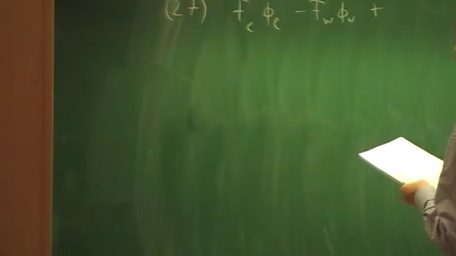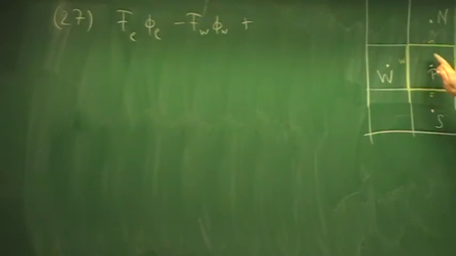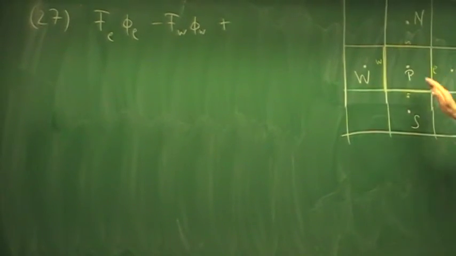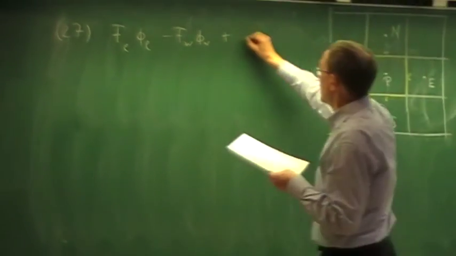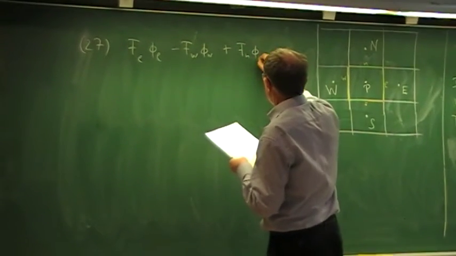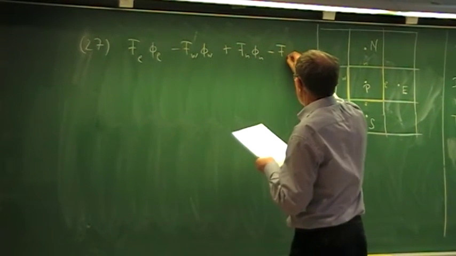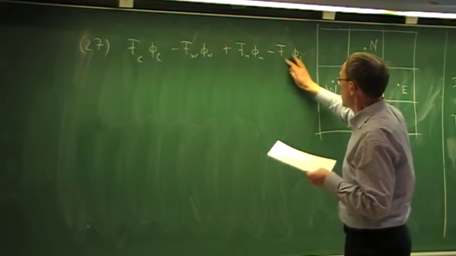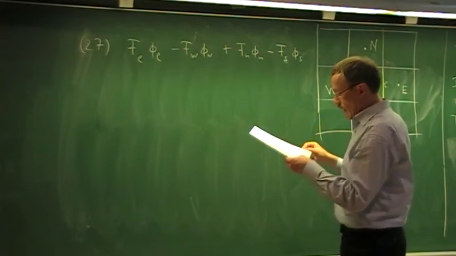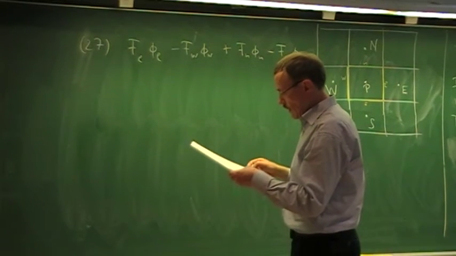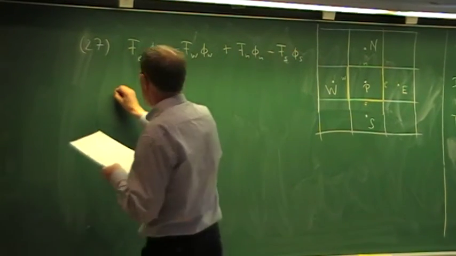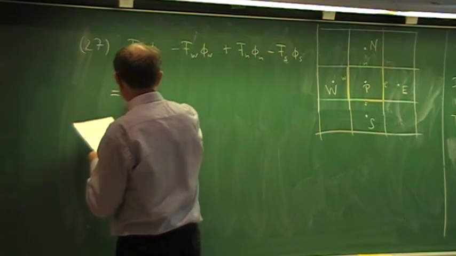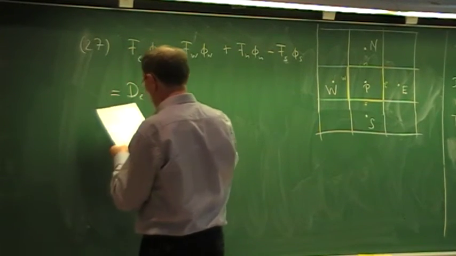But now we have also the convective fluxes to compute over the northern and the southern phases. There is the Fn, phi n, minus the F south, phi south. Again, all lowercase letters. And then that is equal to, on the right-hand side, we have the diffusive fluxes. That is as we had for the diffusion equation.